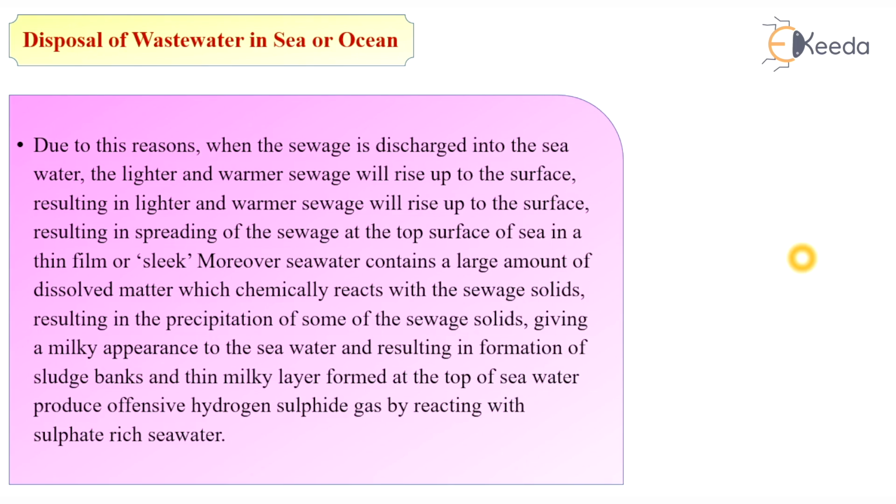Moreover, seawater contains a large amount of dissolved matter which chemically reacts with the sewage solids, resulting in precipitation of some of the sewage solids, giving a milky appearance to the seawater and resulting in formation of sludge blankets and a thin milky layer at the top of the sea surface, which produces offensive hydrogen sulfide gas by reacting with the sulfate-rich seawater.